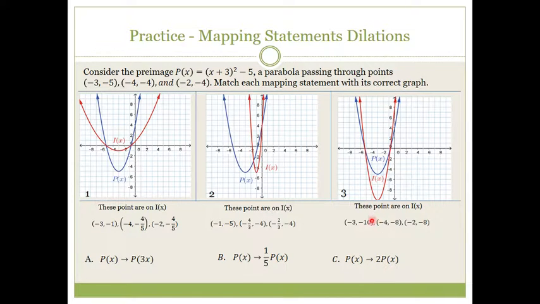Right, we have to multiply all the y-coordinates by 2. And then you can see that's what they did. -3 stayed -3. -5, though, became -10, so that means we multiplied by 2. And you can see that works with the rest of the points as well.